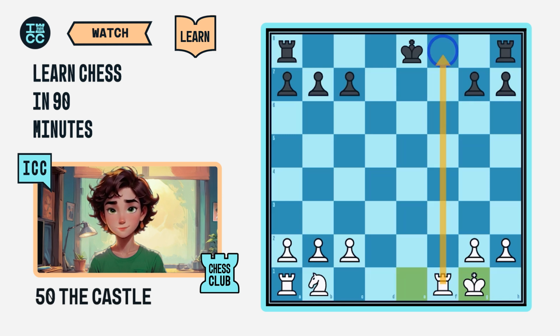Actually, if we try and do the movement, we can see that the computer doesn't let us do it, because it's illegal and can't be done in this position.